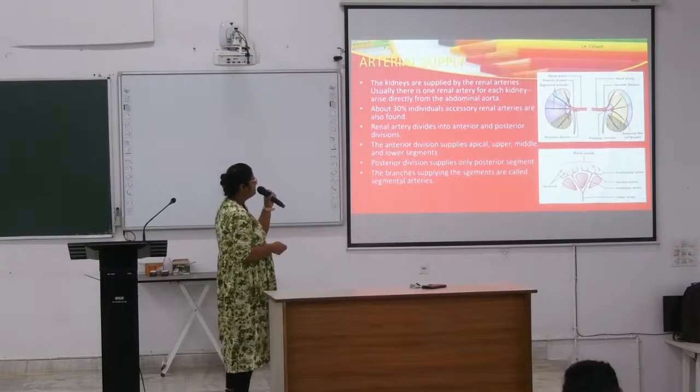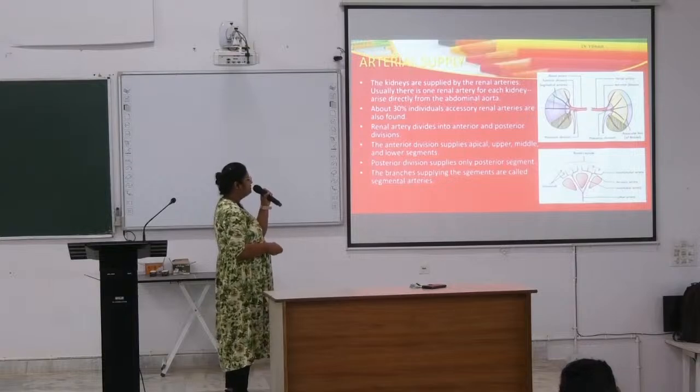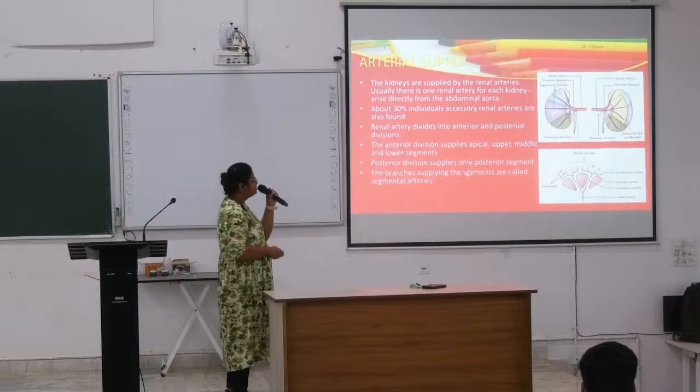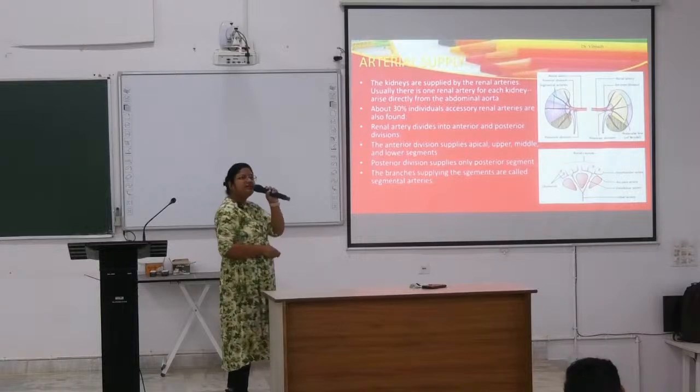So total 5 segments. Okay, and this is the division, the lobar artery dividing, these are the pyramids lying within the medulla, and this is the cortex of the kidney. So this lobar artery divides into the interlobar artery, then the arcuate artery, from there the interlobular artery, from there the afferent arterioles, okay, then the glomerular capillary plexus. So these are the divisions of the renal artery.